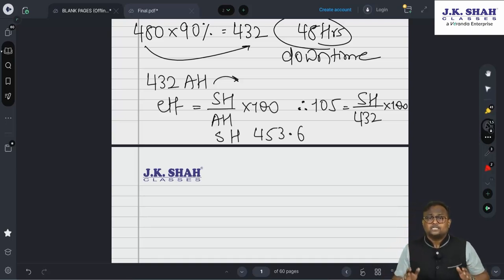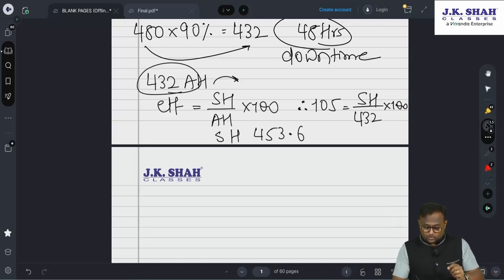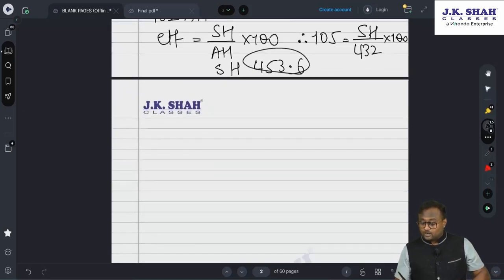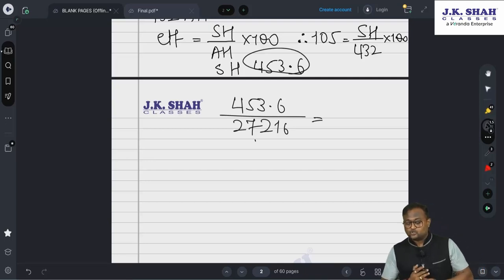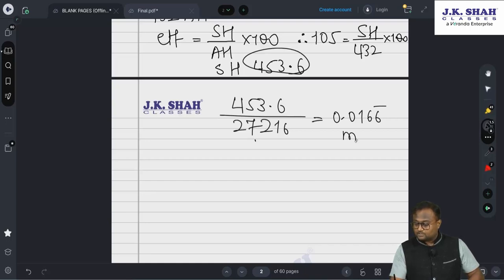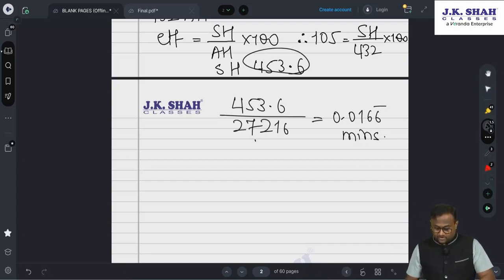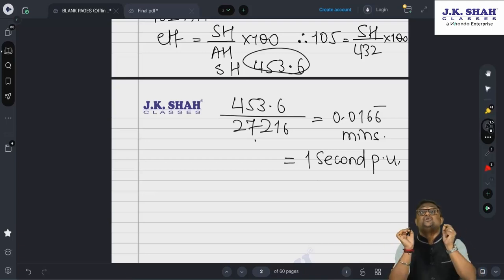So, 432 my team has actually worked at 105% efficiency. That means ideally they must have taken 432 to complete the workload of 453.6. So, how much have they produced? They have actually produced 27,216, and they should have taken 453.6. That comes to 0.01666 recurring minutes, into 60. If I apply approximately, 1 second per unit should have been taken.